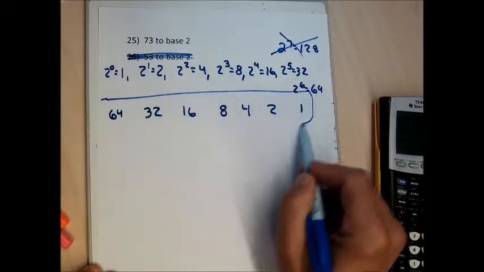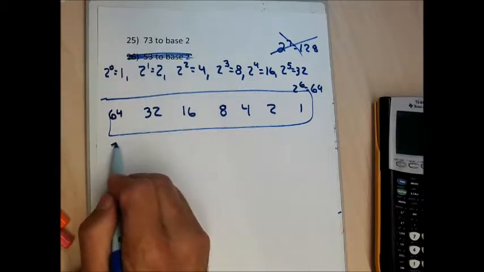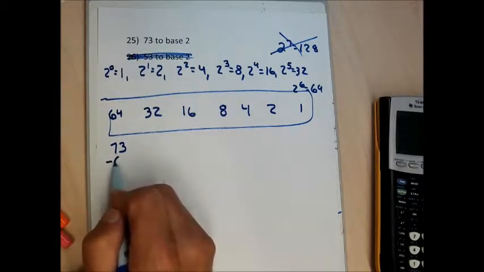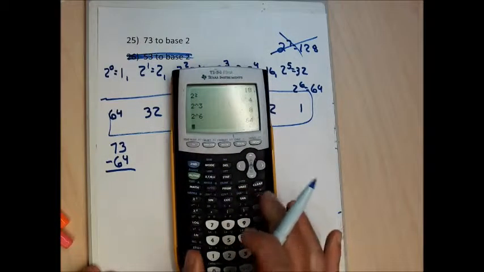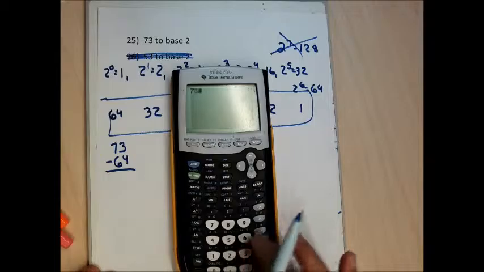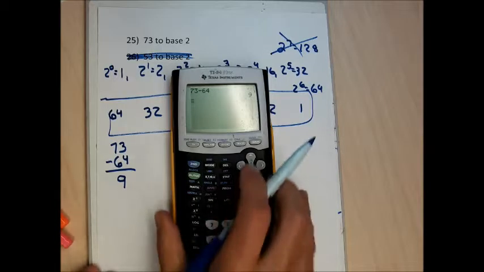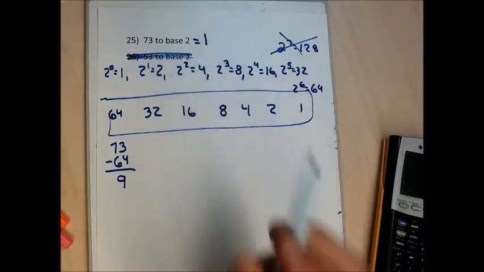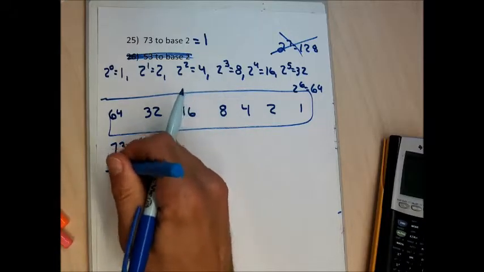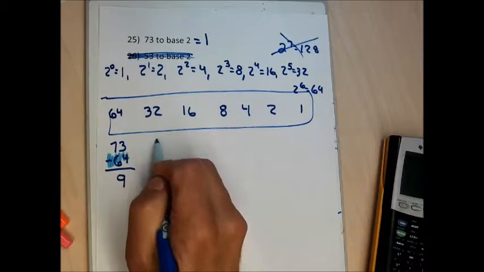I start subtracting. First, I'm going to take the 73 that I'm given, and I'm going to subtract 64. So 73 minus 64 is 9. 9 is less than 64. I can't subtract it again. Part of my answer, the first number of my answer is going to be the number 1 for the one time I was able to subtract 64. I'm going to carry my 9 over.